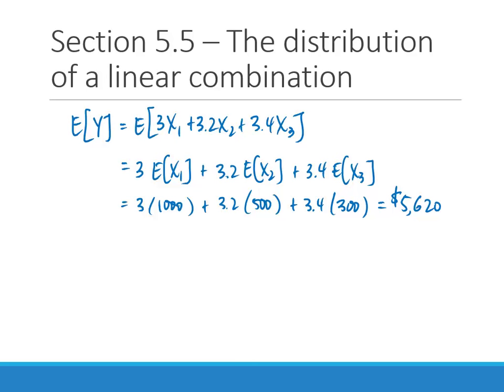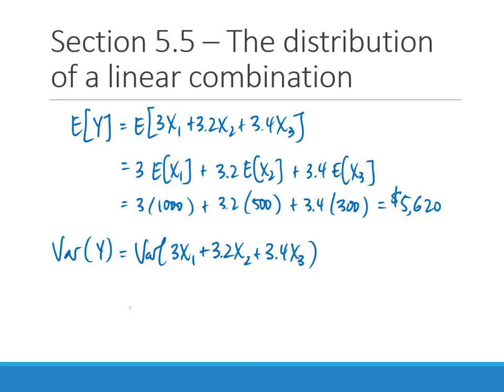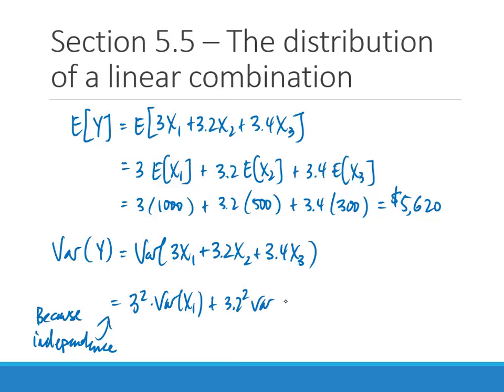And let's also quickly find the variance of this thing. The variance of y, well, that's the variance of 3x1 plus 3.2x2 plus 3.4x3. And since they're independent, because we have independence, I can split this apart. This is going to be 3 squared times the variance of x1 plus 3.2 squared times the variance of x2, plus 3.4 squared times the variance of x3.